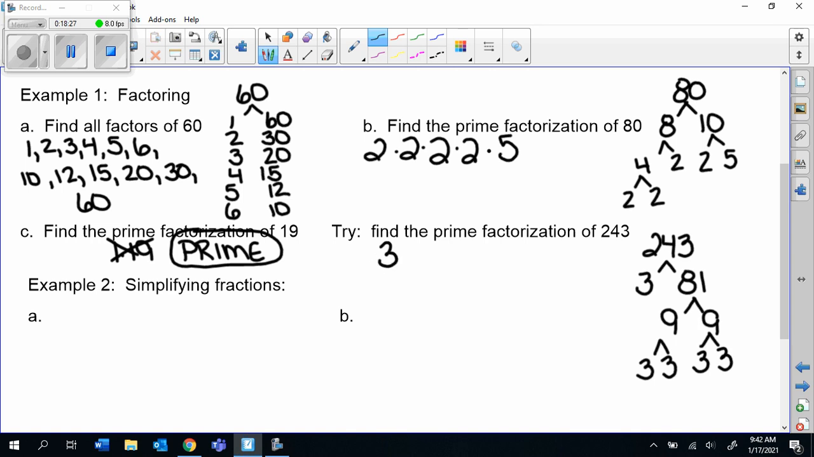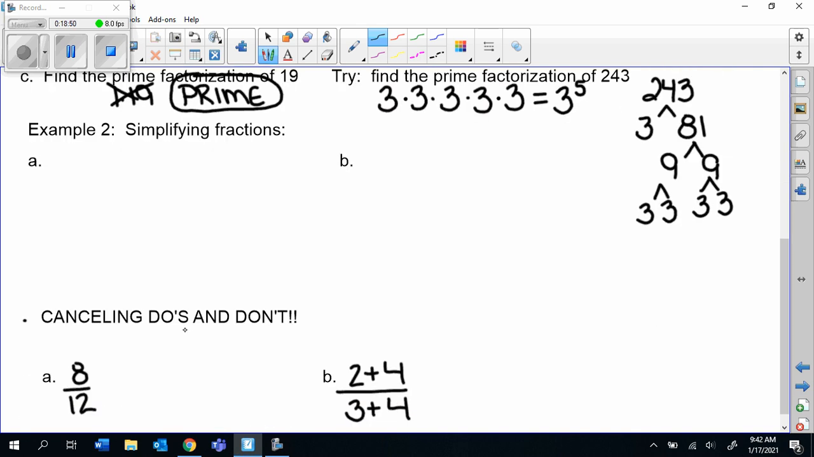So if you wrote down 3 multiplied by itself 5 times, that's perfect. If you know about exponents, which is coming in section 1.8, 3 to the 5th is what that would be equivalent to. All right, our next skill is simplifying fractions.